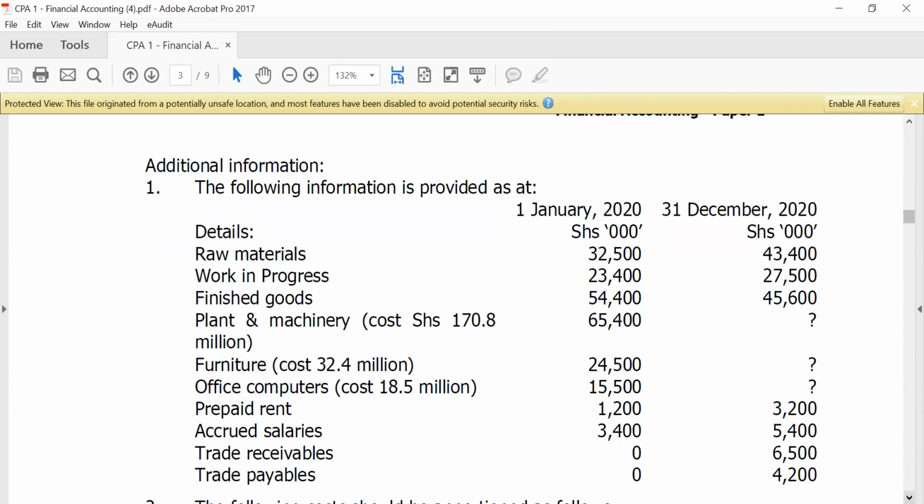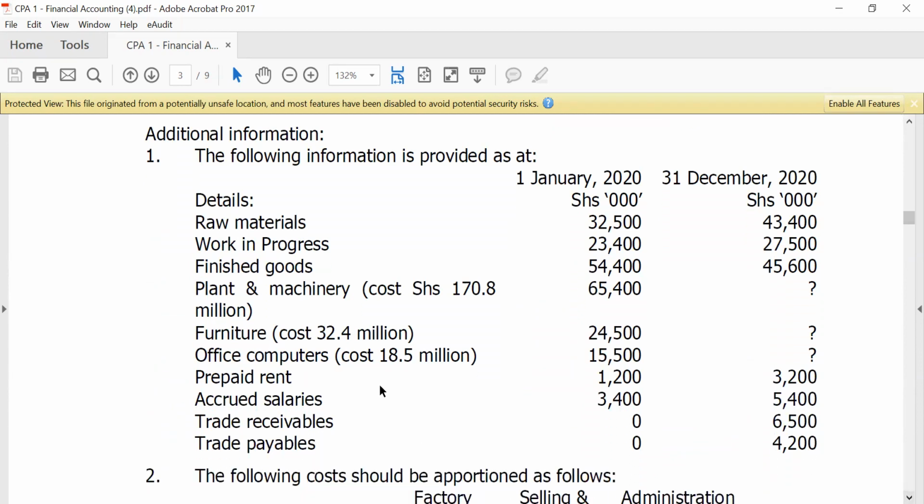So additional information, let's see what we have. We have balances as at 1st January 2020, and then we also have items for 31st December 2020. We have raw materials, which is 32,500, then another, which is 43,400, then 23,400 and 27,500. Now, one of the things you also realize within manufactured goods is that we have 3 categories of inventory.